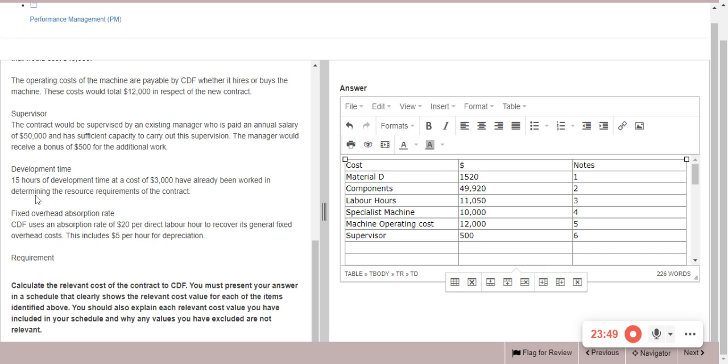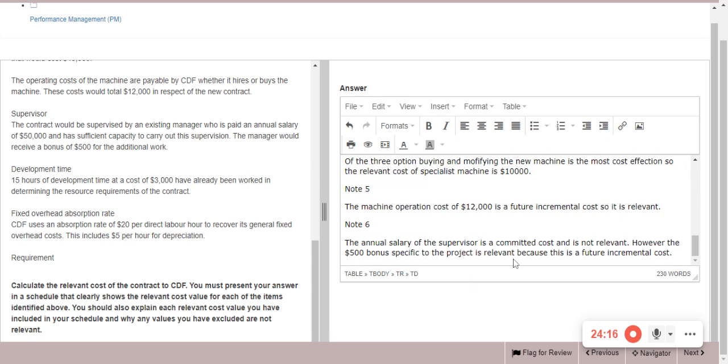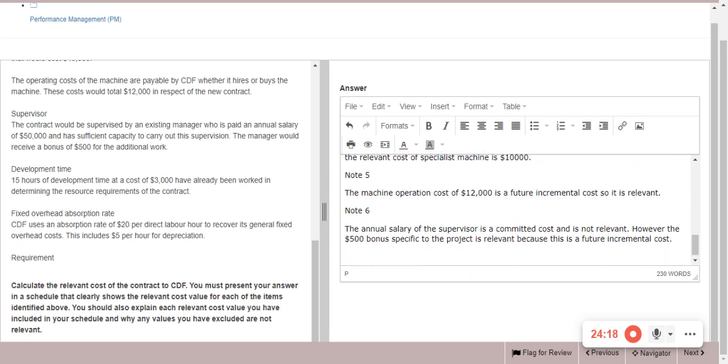Lastly, development time. 15 hours of development time at a cost of 3,000 have already been worked in determining the resource requirements of the contract. So this development cost has already been borne. This is a sunk cost and not relevant. So this is going to be 0. So we will do note 7. Let's mention it.